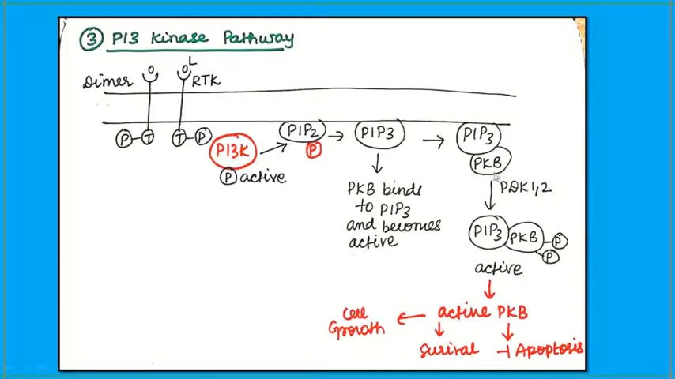When the protein kinase B is phosphorylated and activated, this will have further functions of cell growth, cell survival and inhibition of apoptosis. So these are the functions of protein kinase B. So the pathway is very simple.